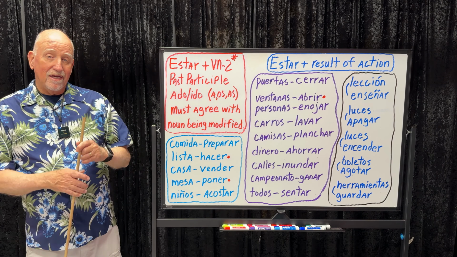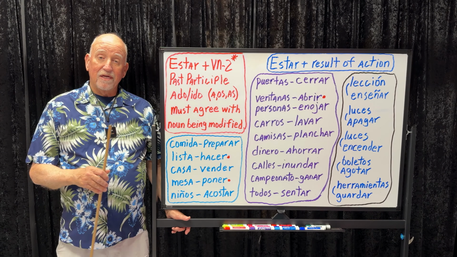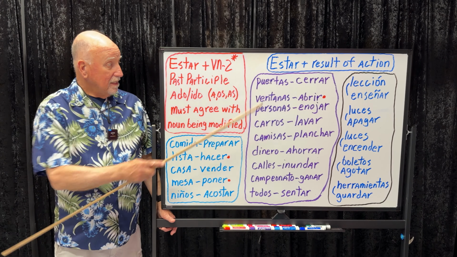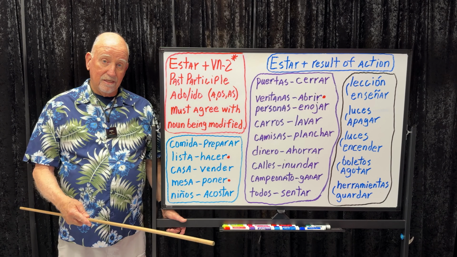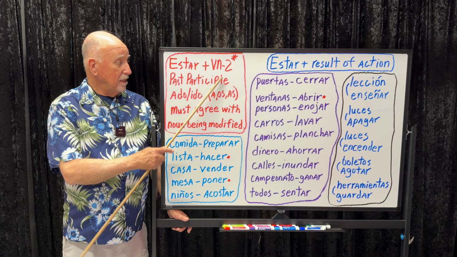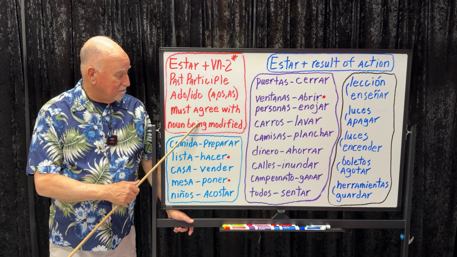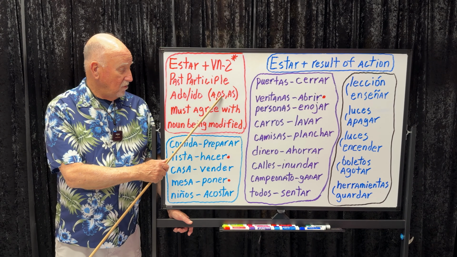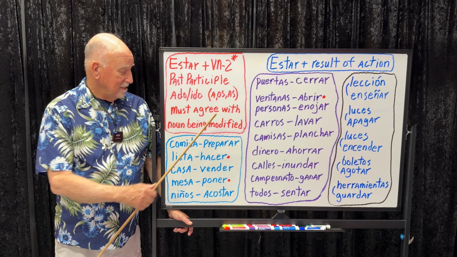Okay, our lesson is a little bit of review, a little bit of amplification, and a lot of muscle memory. We're talking about estar with a past participle to show the result of an action. How does it work? You take estar and verb number 2, which is the past participle. The asterisk indicates that the past participle must agree with the noun being modified. So the ado, ido could end in a, ada, ida, could end in os, ados, idos, or could end in as, adas, idas. So that's very important.